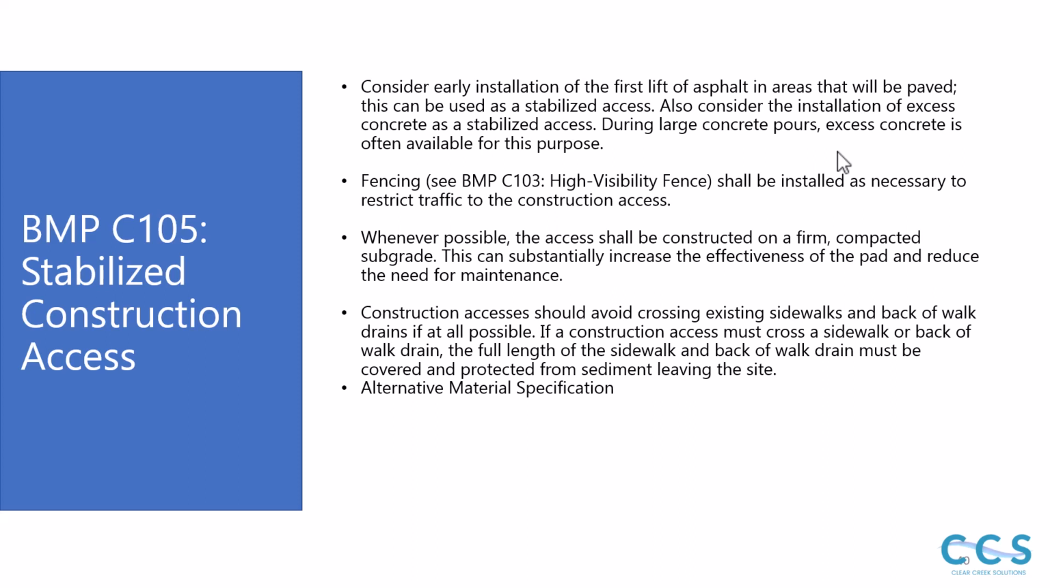Now for fencing, we just overviewed C103, shall be installed as necessary to restrict traffic to the construction access. Whenever possible, the access shall be constructed on a firm, compacted subgrade. This can substantially increase the effectiveness of the pad and reduce the need for maintenance.